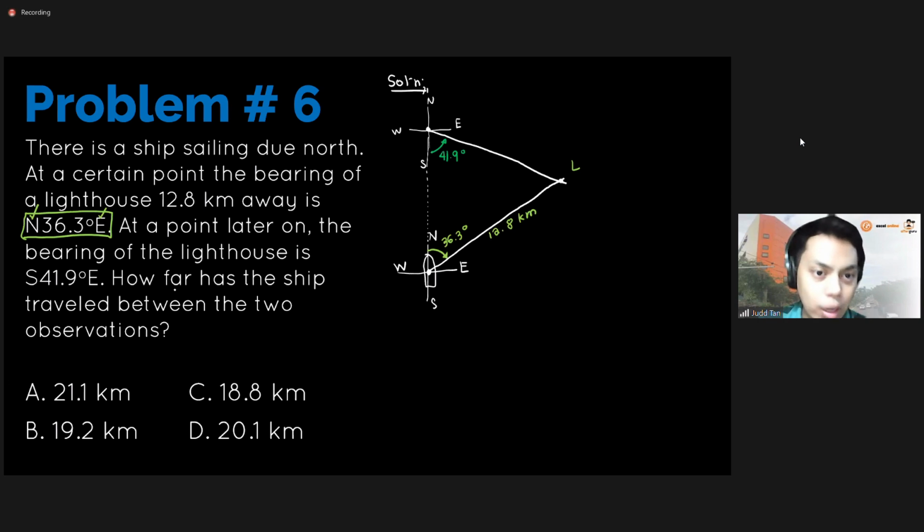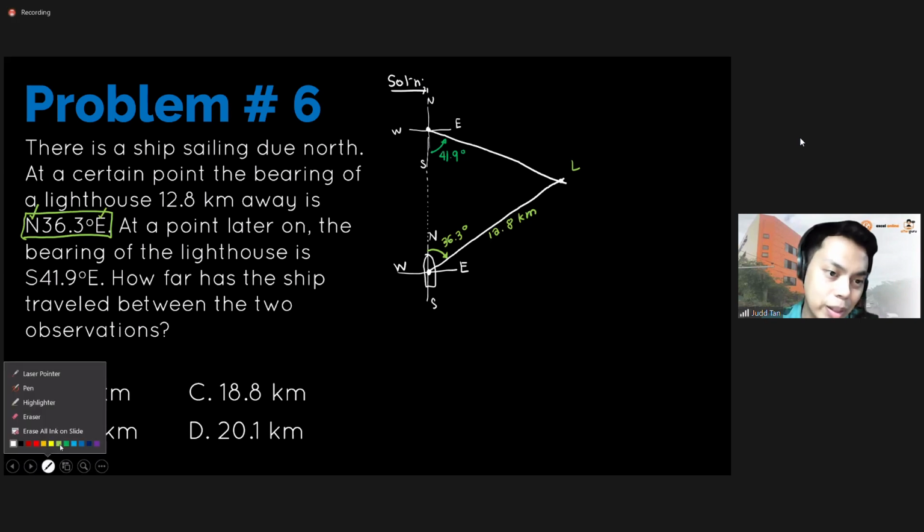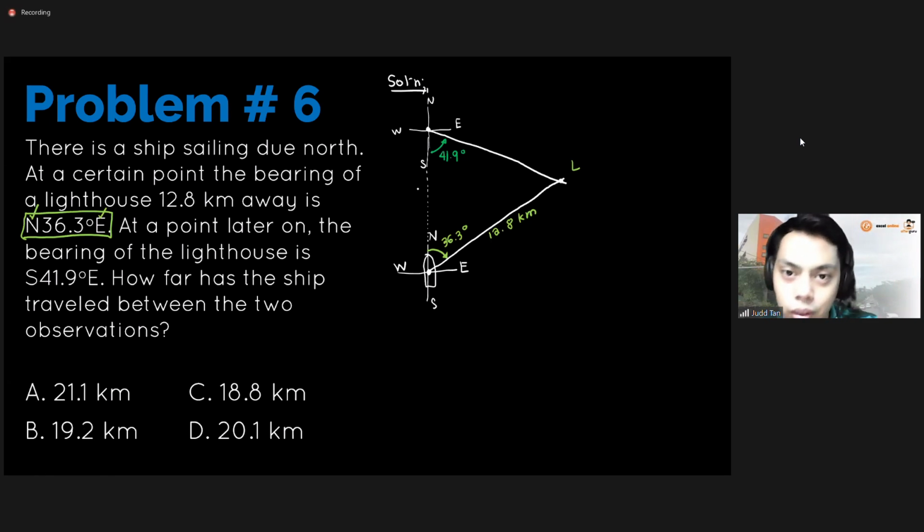So, the question is, how far has the ship traveled between the two observations? So ito lang pala yung question. Ano daw po yung distance dito? Ito. What is this distance? Galing po from this one towards that one. Distance yung question.